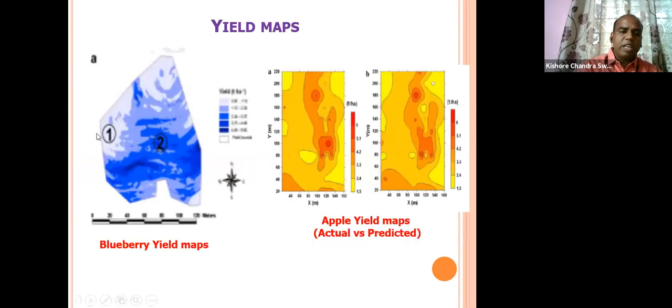Here you can see that area 1 is giving less crop yield and area 2 is giving better crop yield. Similarly, we can also map the apple yield: how much the actual yield is, and what our prediction is based on the image processing.